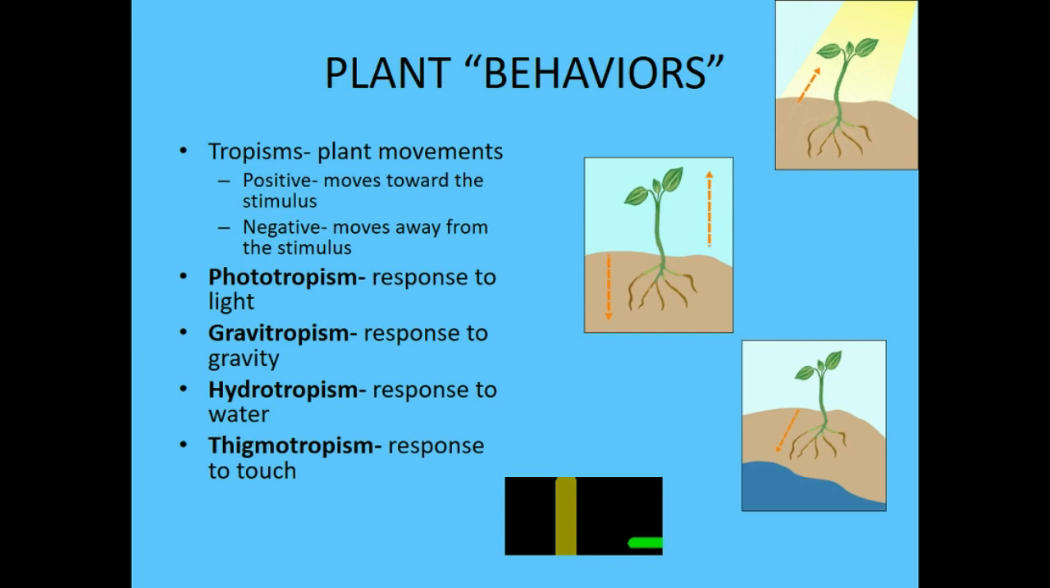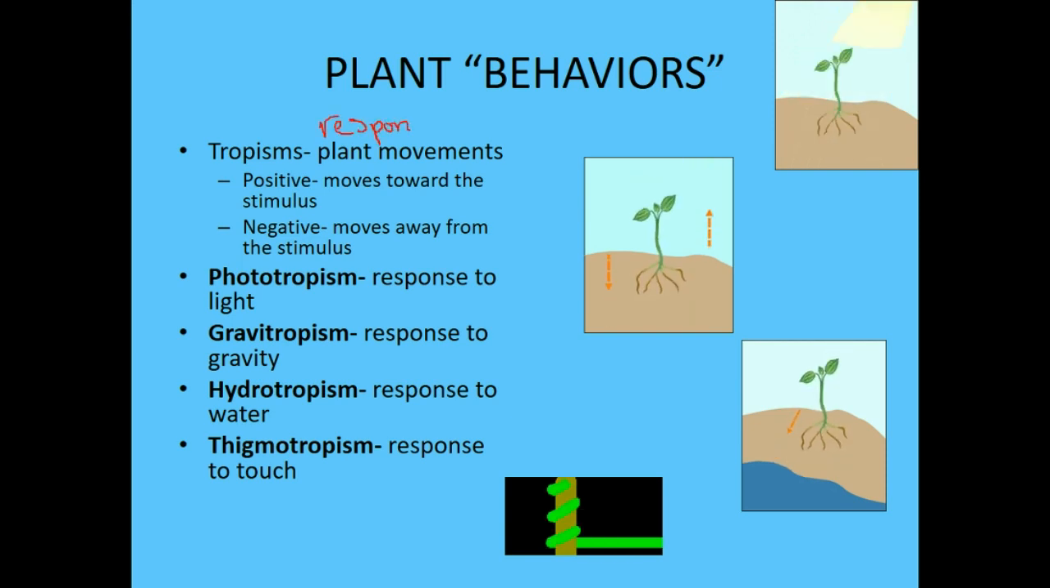Alright, so we talk about tropisms. Tropisms are plant movements, or another way to think about it is responses to the environment. We have four, three of which we really talked about in class. You have phototropism, which is light, gravitropism, which is gravity, hydrotropism, the one we didn't talk about, but that makes sense, it's water, and then thigmotropism, I believe is how you say it, is touch.